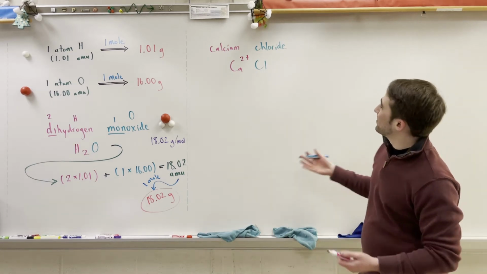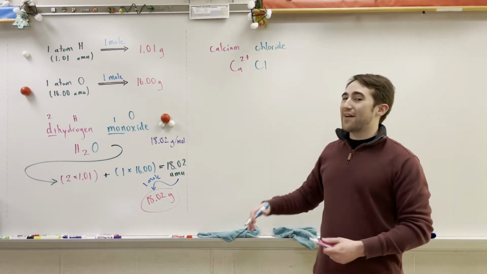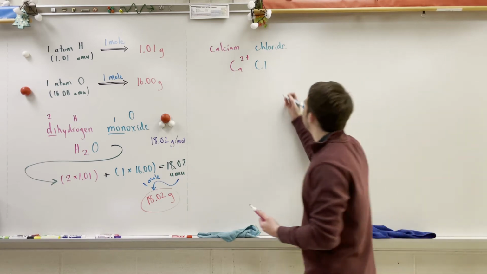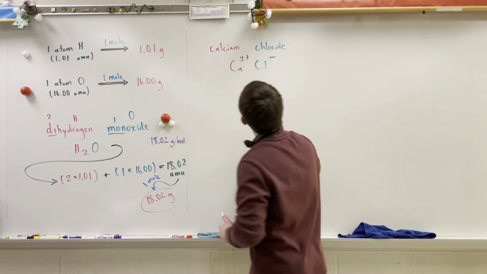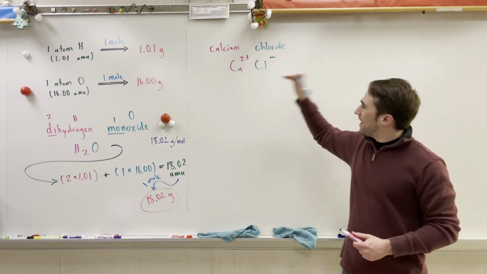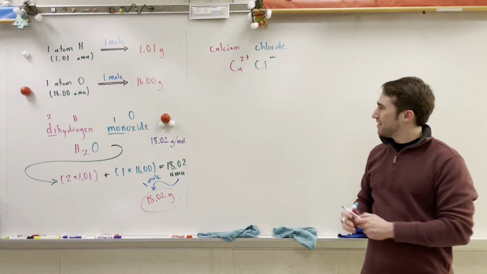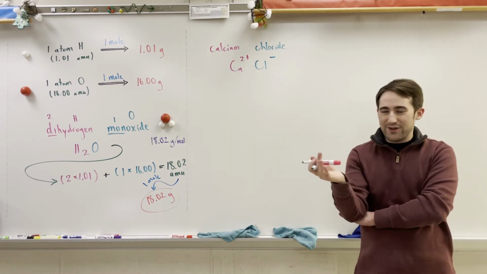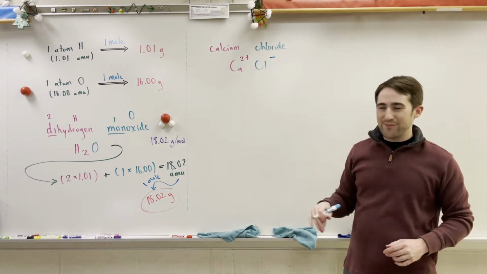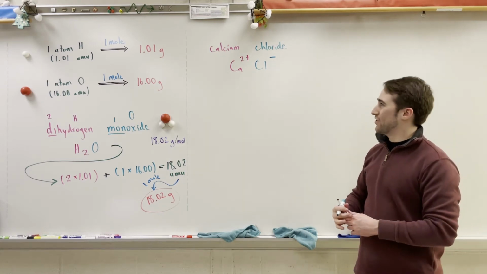Chlorine is in column 17. You go all the way up. It should have a negative 1 charge as an ion. So if I put together one of these calciums and one of these chlorine ions, I'm going to have some positive charge left over. Positive 2 and negative 1 together make a positive 1, which isn't good.